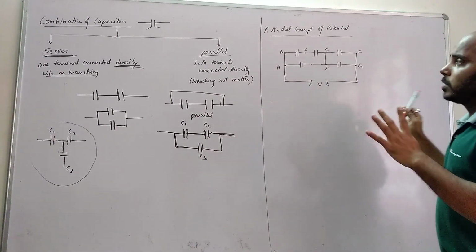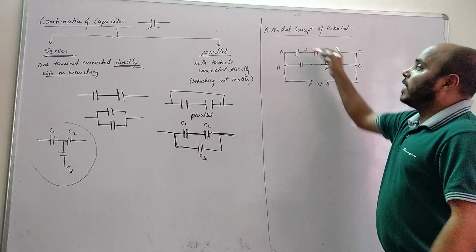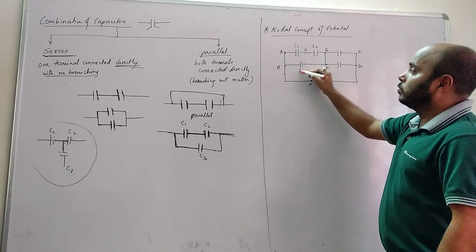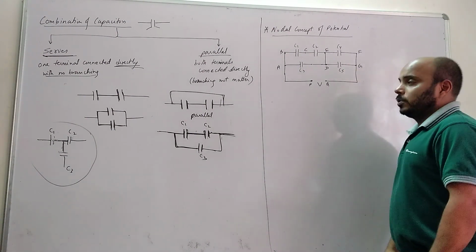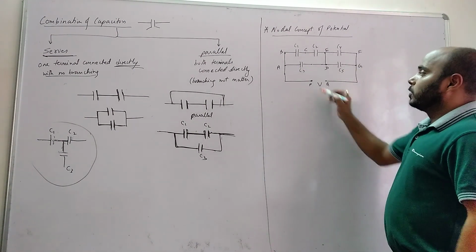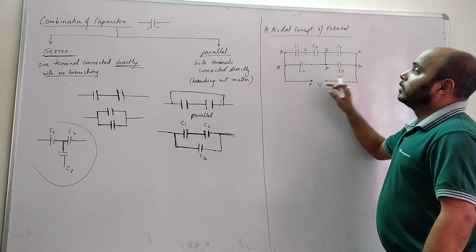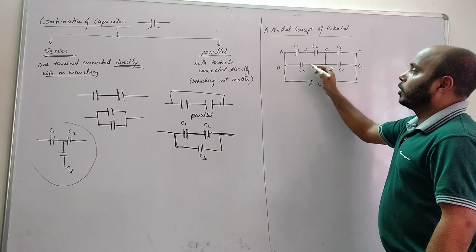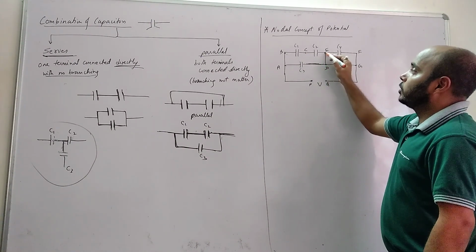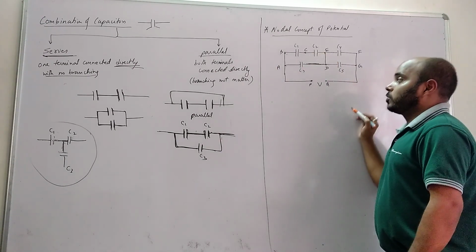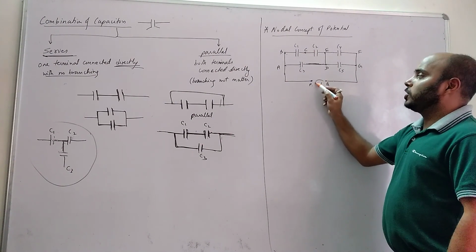So nodal concept of potential, what does this say? For example, we have a circuit with capacitors C1, C2, C3, C4, C5. Now see the meaning of the nodal concept. These single points are called nodes. Take a straight line like this as one point. This is one point, this is one point, this is one point. Now see here, P and Q. Across PQ we have a potential difference V.